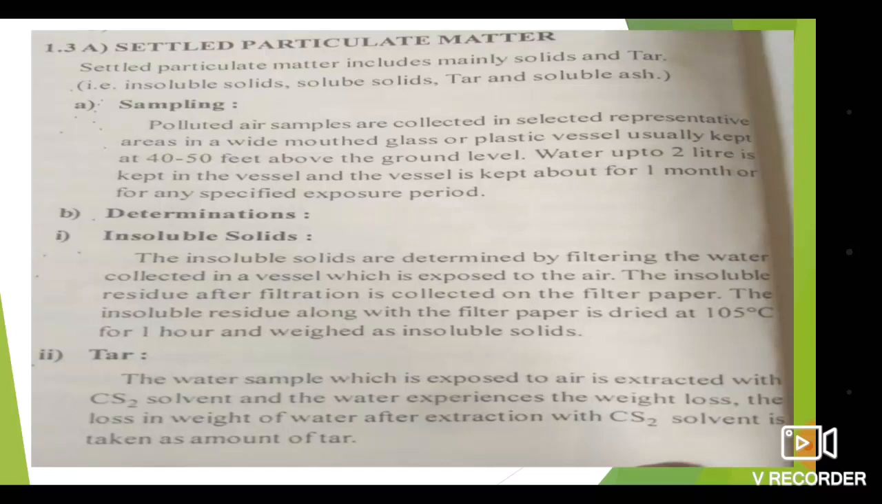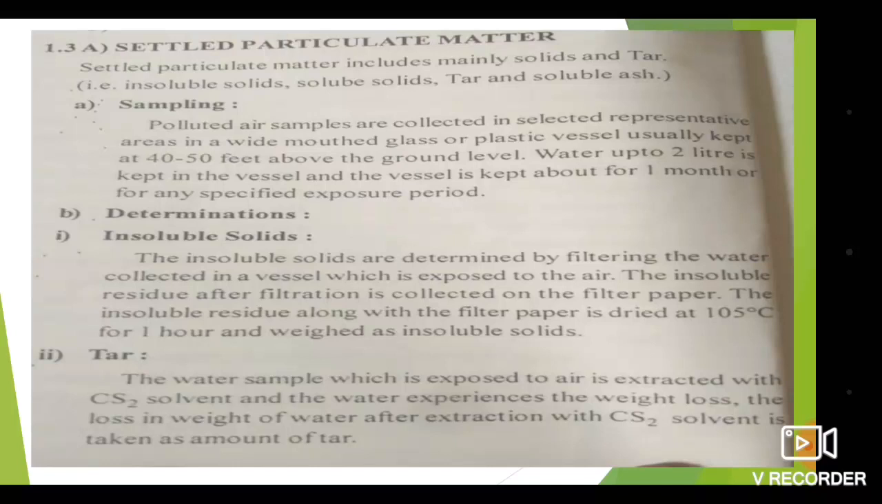What we will have to do? The exposed water is filtered by means of filter paper, and this residue, that is the insoluble solid, is collected on the filter paper. This insoluble residue is dried at about 105 degrees Celsius for 1 hour and it is weighed as an insoluble solid.